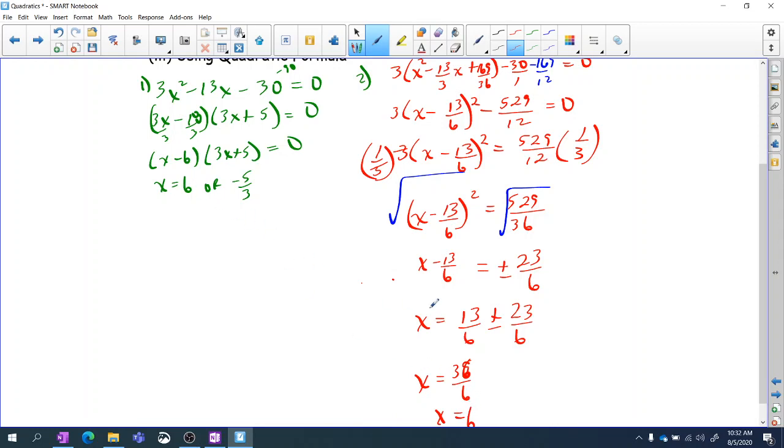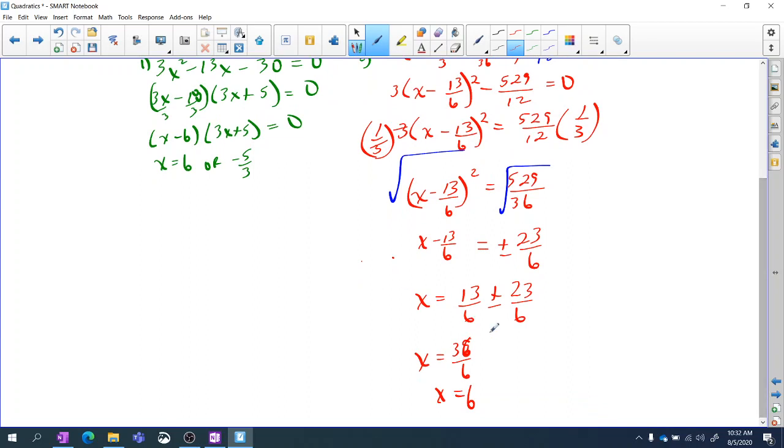Good sign, that's one of my answers. And X could equal 13 subtract 23, which would be negative 10 over 6, and that would reduce, if I divide them both by 2, to negative 5/3. So fortunately, I have the same two solutions.